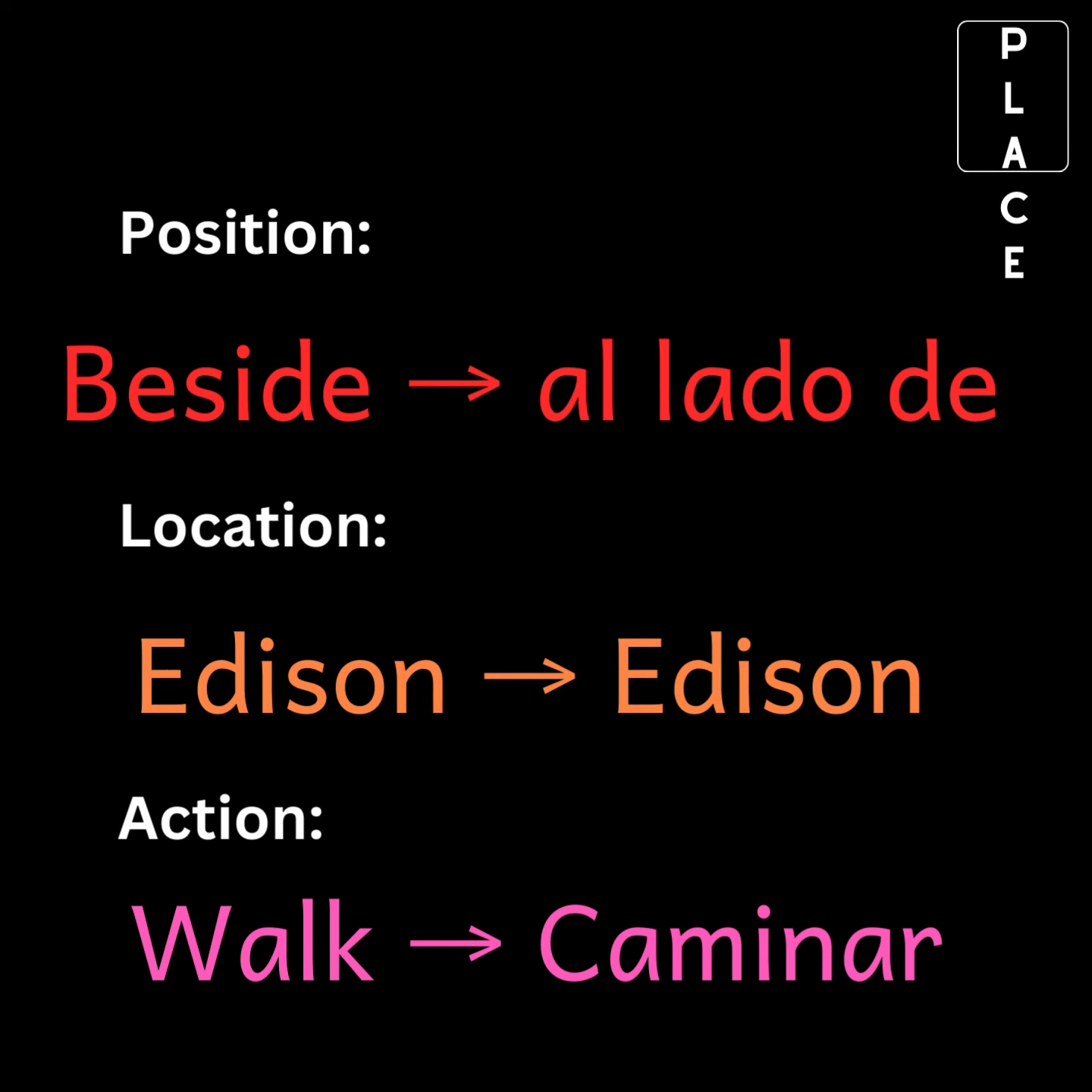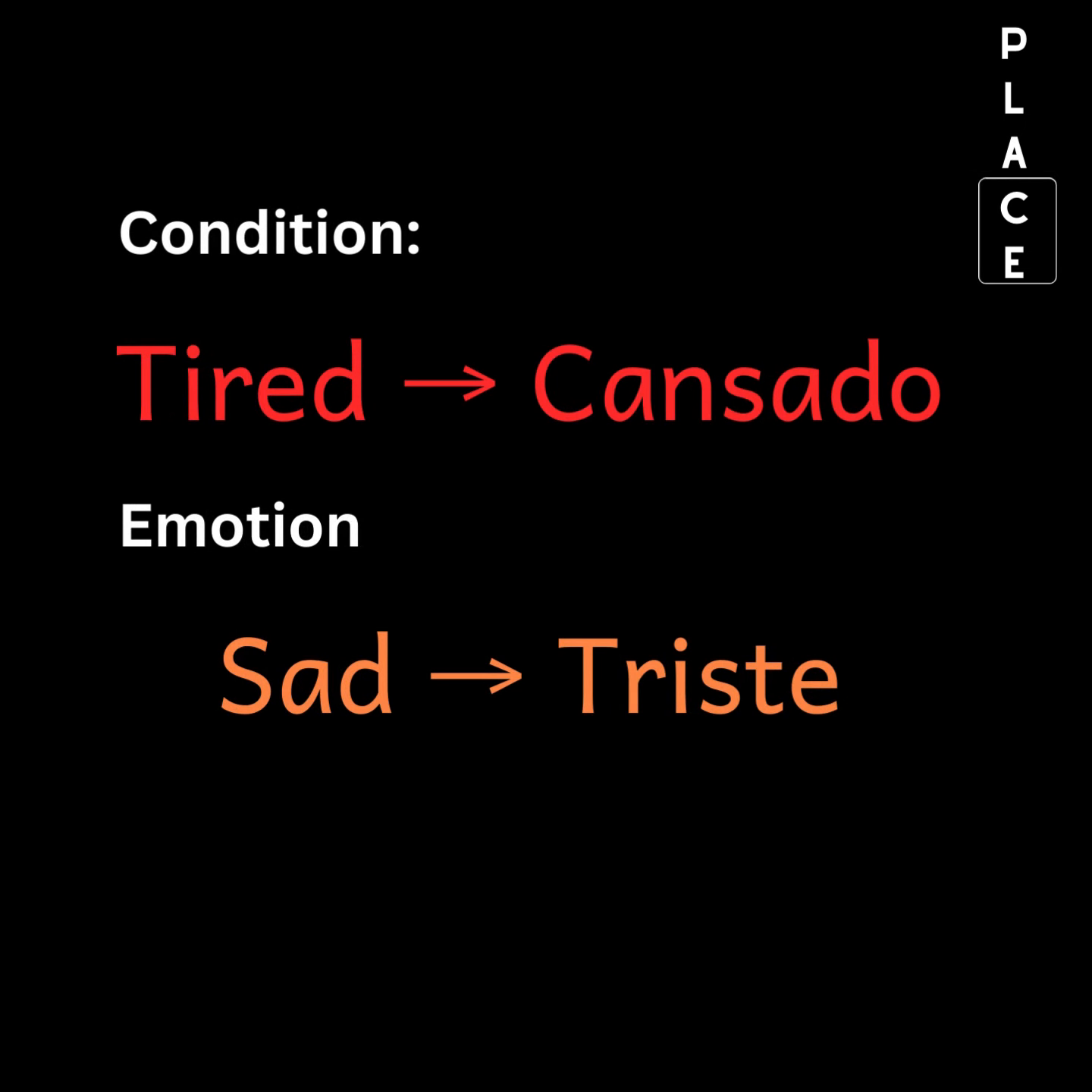Okay, let's take a look at the mnemonic for Estar, PLACE. So for position, we could use beside, which in Spanish means al lado de. For location, we could use Edison, which in Spanish is said Edison. And action, we could use walk, which in Spanish means caminar. For condition, we could use tired, which in Spanish is cansado. And for emotion, we could use sad, which in Spanish is triste.